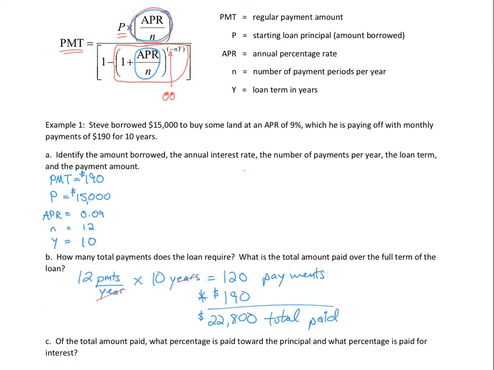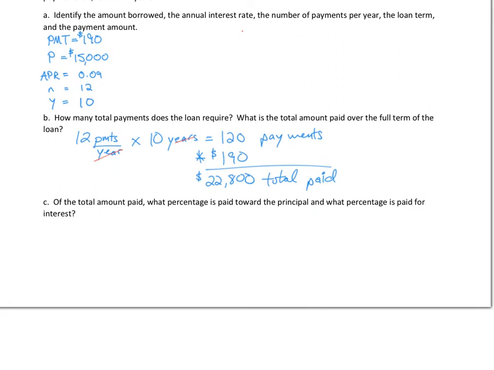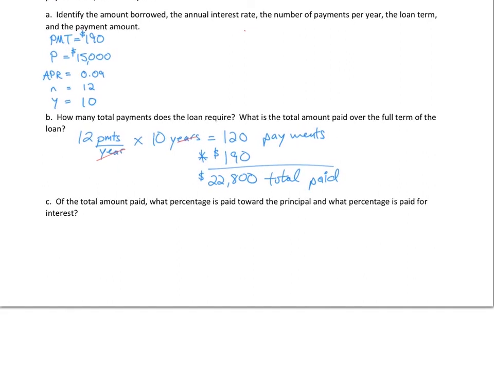Okay, so let's take it one step further. We can ask this last question down here for part C. Of the total amount paid, what percentage is paid toward the principal and what percentage is paid toward the interest? Well, all we have to do to figure this out is first figure out how much interest was paid.